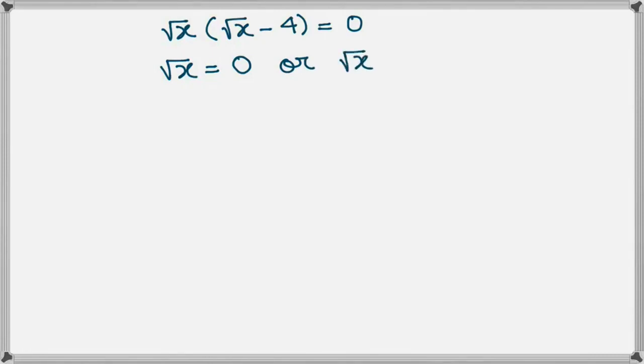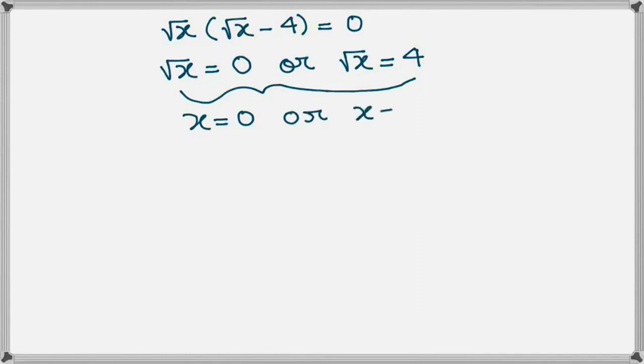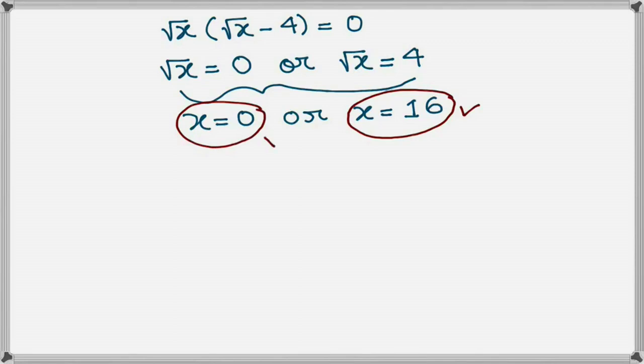So this is square root of x into (square root of x minus 4) equals to 0. So from here we can conclude that square root of x is equal to 0, or square root of x is equal to 4, and from here we get that x is equal to 0 or x is equal to 16. Now recall that we are in the case x bigger than or equal to 9. So therefore x equals to 16 is possible, but x equals to 0 is not possible in this case.